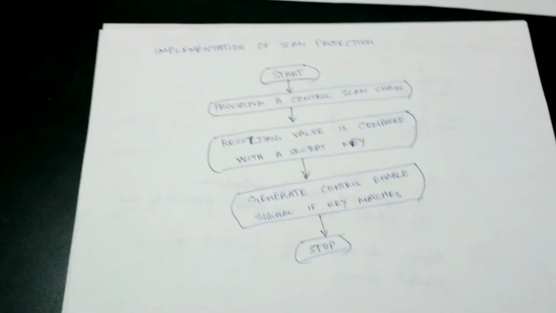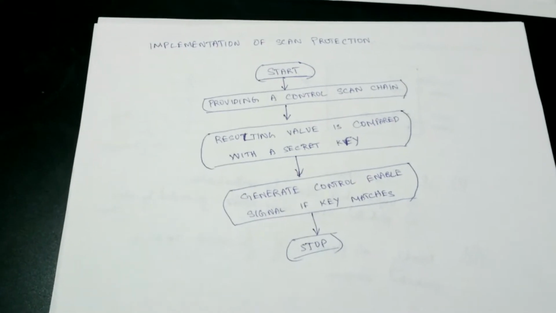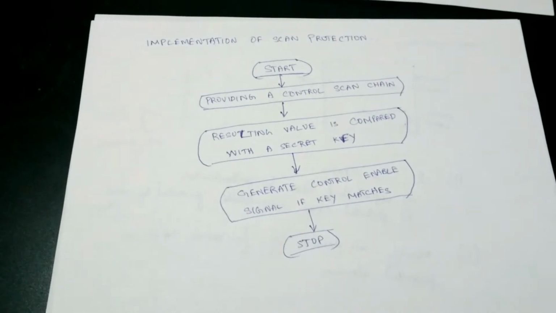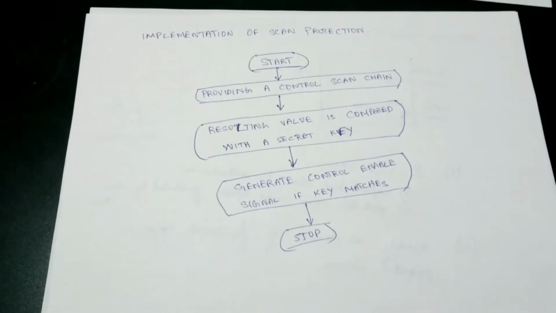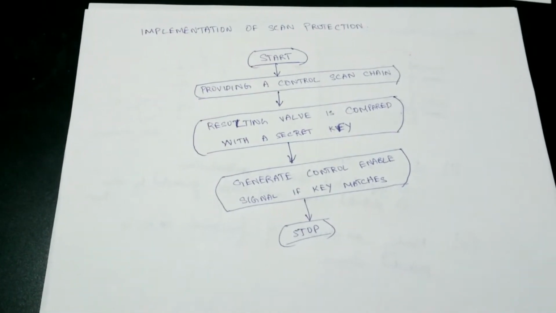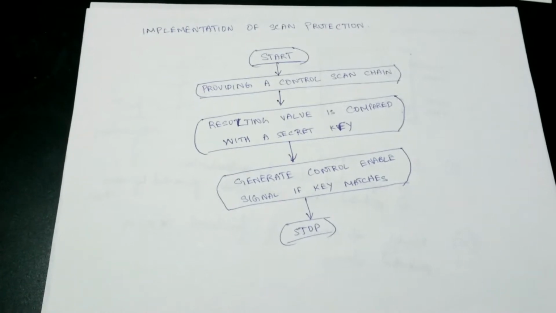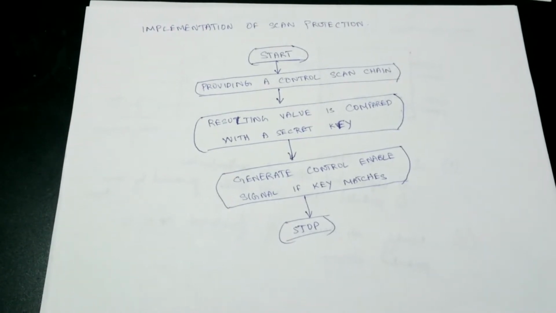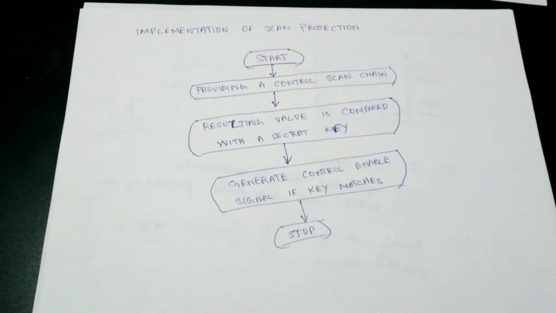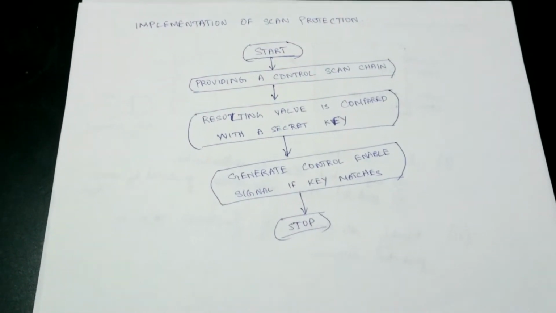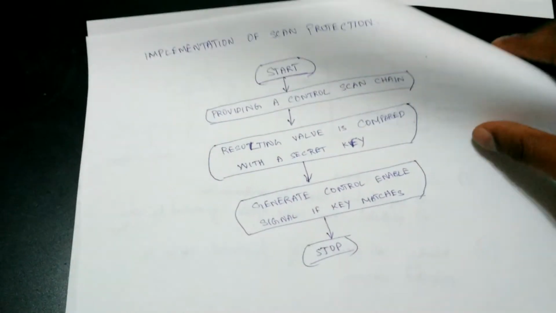So, implementing the scan protection. Here we are going to be providing a control scan chain, and the resulting value from this control scan chain will produce a secret key, and this secret key is used to control the other scan elements, which are part of the functional design.